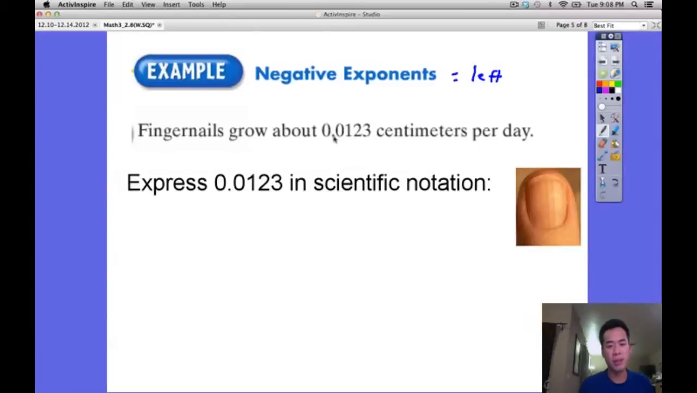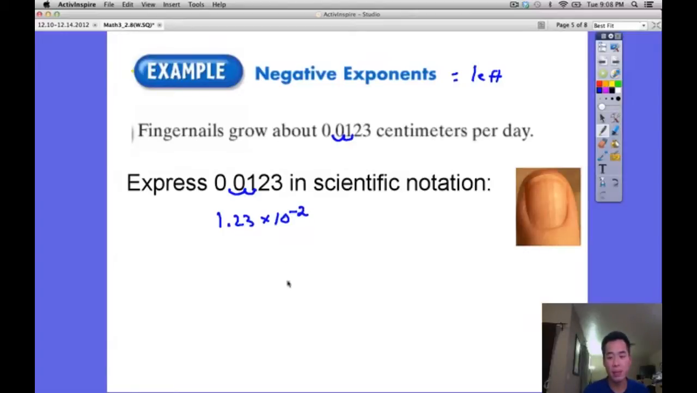But when I have really small numbers like this, it means I move my decimal 1, 2. So again, here it is expressed. That would be 123 10,000ths, right? 1, 2, and there's my 1, so it's going to be 1.23 times 10, and I'm using my decimal point. I move 1, 2, negative 2.